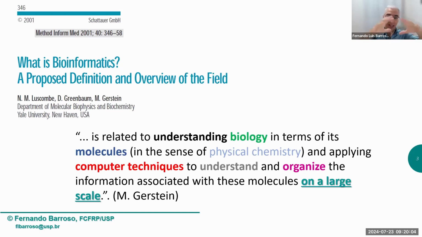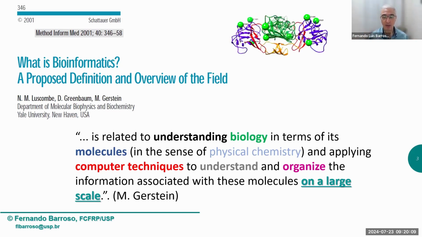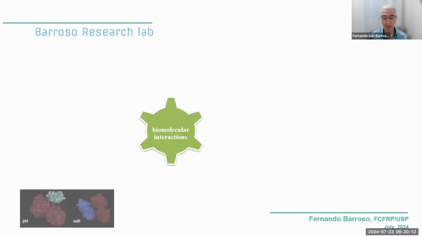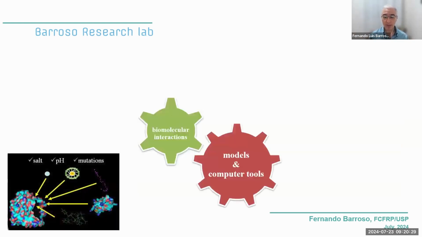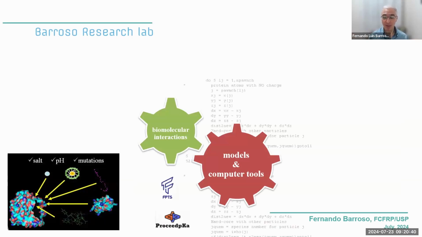Now, from this big picture, I'm narrowing down and telling you what we, in fact, do in our lab. The main goal is to understand biomolecular interactions. Could it be the interaction of a protein with nanoparticles, protein with polyelectrolyte, protein with nucleic acid, whatever we do in terms of biomolecular interactions. To do so, we develop and apply models. We write our own computational tools, or we use computational tools that are available, or we are between both ways and we try to modify available tools.